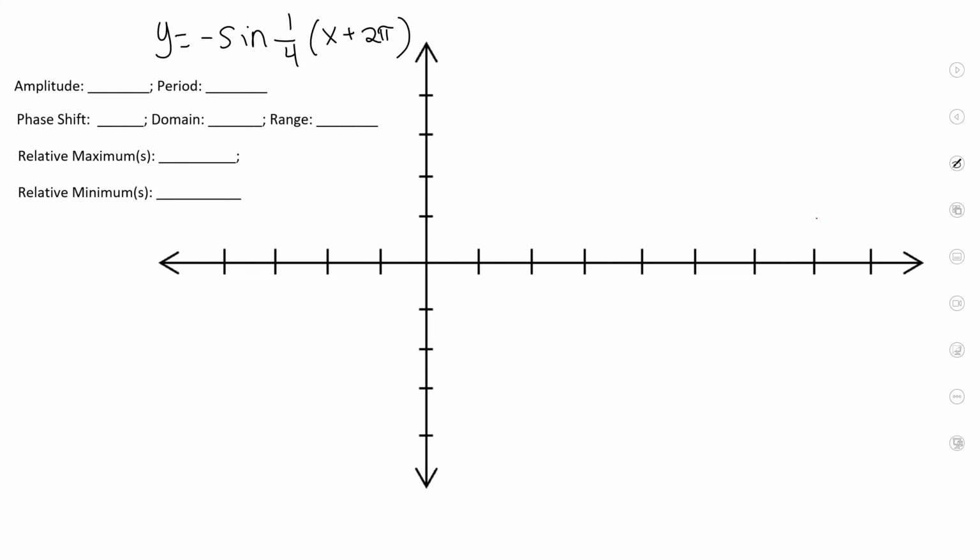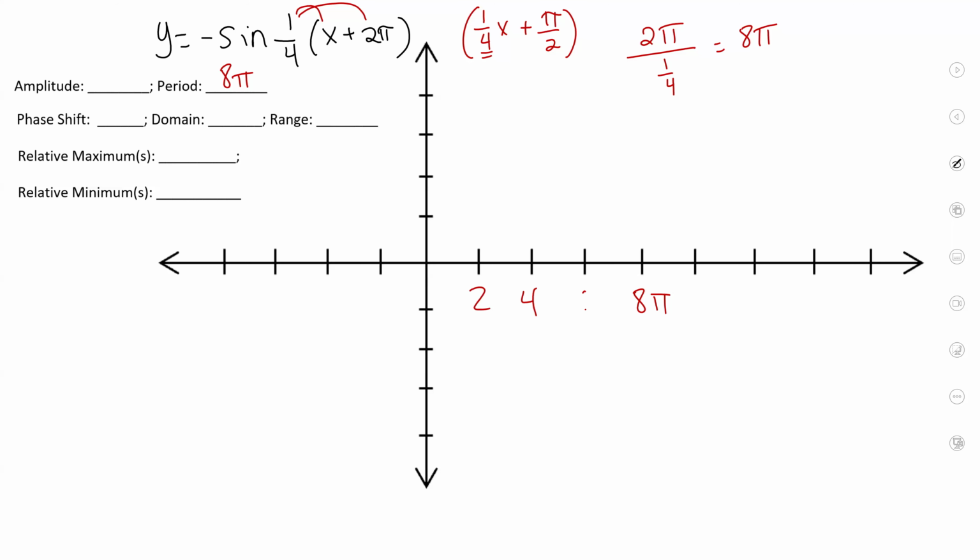Okay, so we need to distribute this. This will be 1/4 x plus π/2 when you distribute the 1/4. So this is your b value. To find the period, you do 2π over the absolute value of 1/4, and you get 8π. So that is your period, 8π. That means you need to break this into 4 equal parts. That's 2, 4, 6, and then 8.